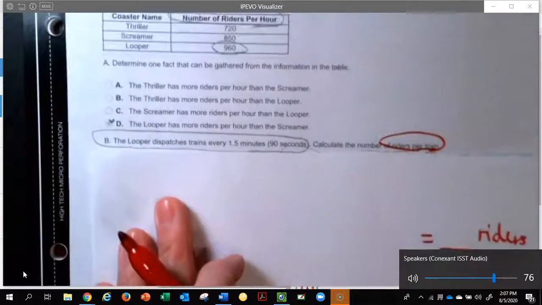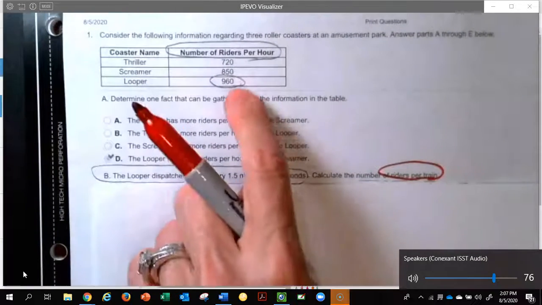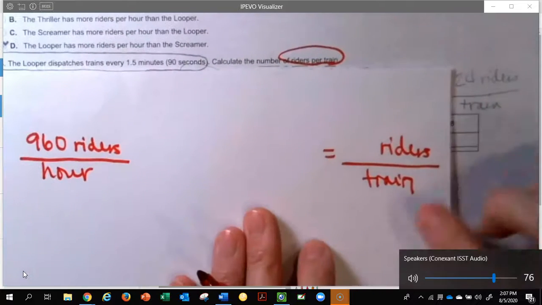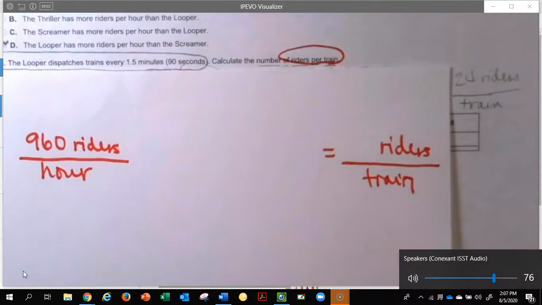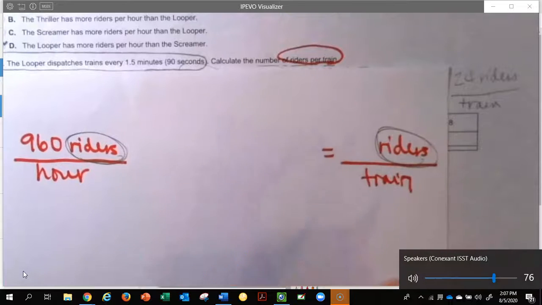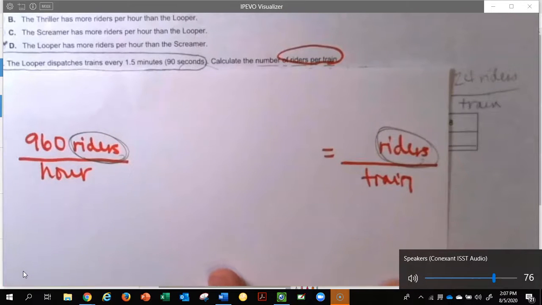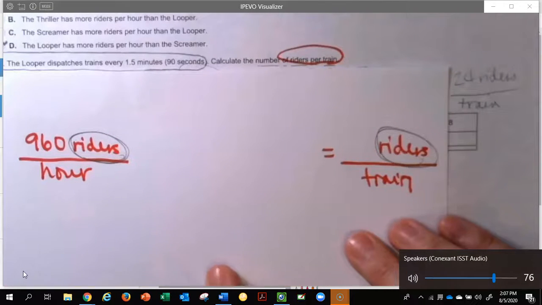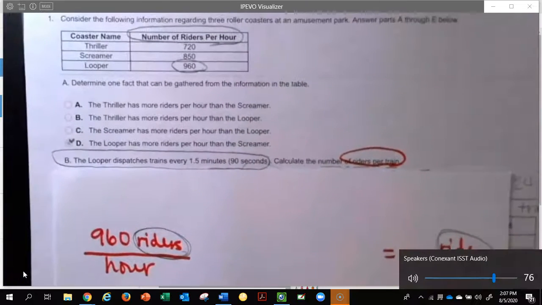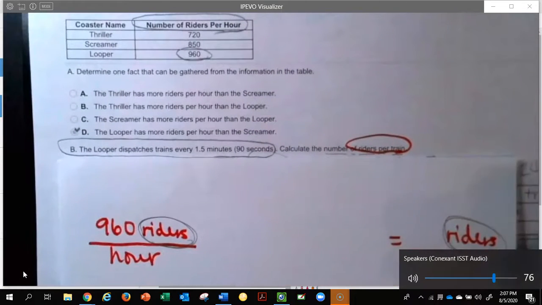And so here, I know something. I know this 960. So I know the 960 is the number of riders per hour. Now that's awesome to start with, but I need riders in the numerator. So this one's staying. I don't want that one to move. I don't want it to go away. I got part of it right. But I need train. I don't need hours, so I've got to do some work to get rid of that hour and end up with train in this.